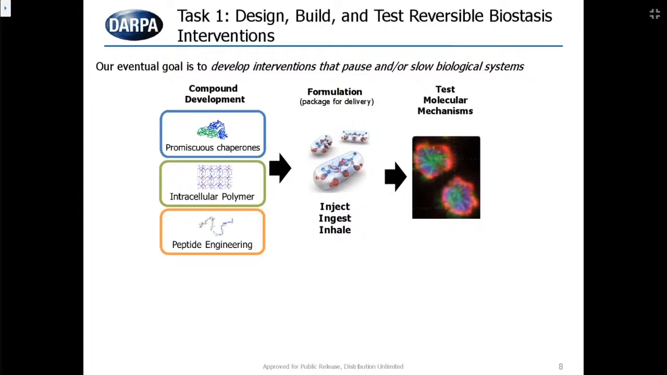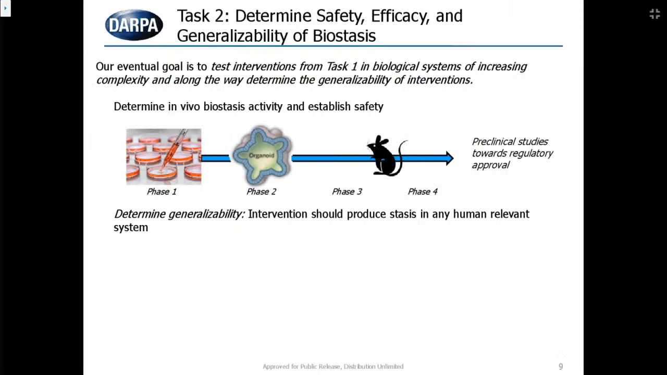These are hypothetical routes and activities. The program is still very much in its early phase of investigation. Which brings us to the other major technical task of the program.